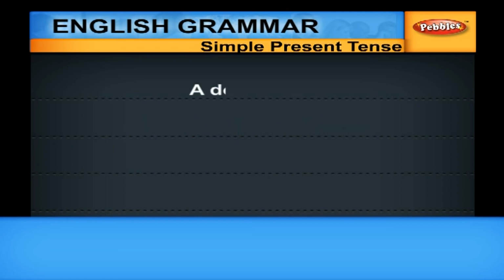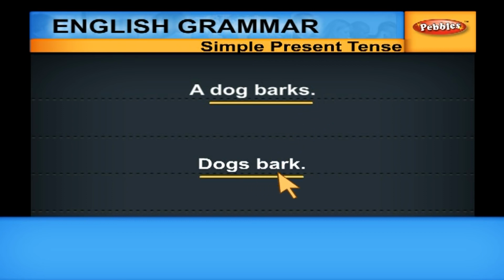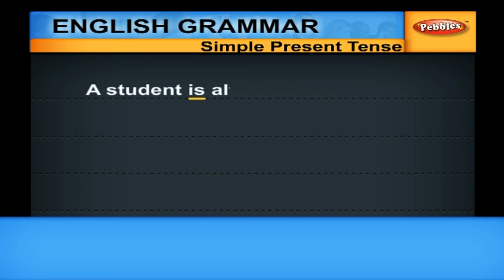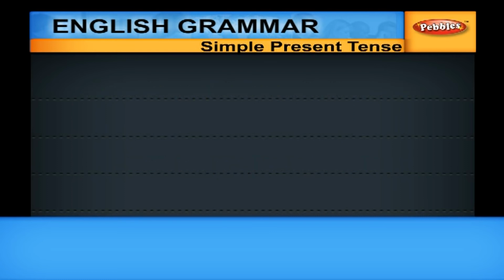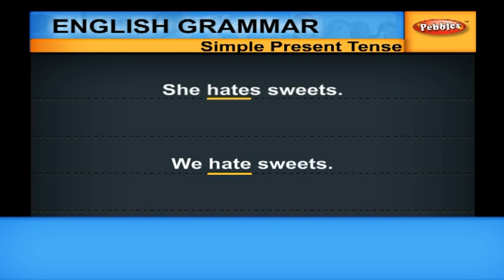A dog barks. Dogs bark. A student is always mischievous. Students are mischievous. She hates sweets. We hate sweets. Remember, plural noun should take base form or VO form. Singular noun should take VS form. This is a very vital area and you should not make a mistake here.